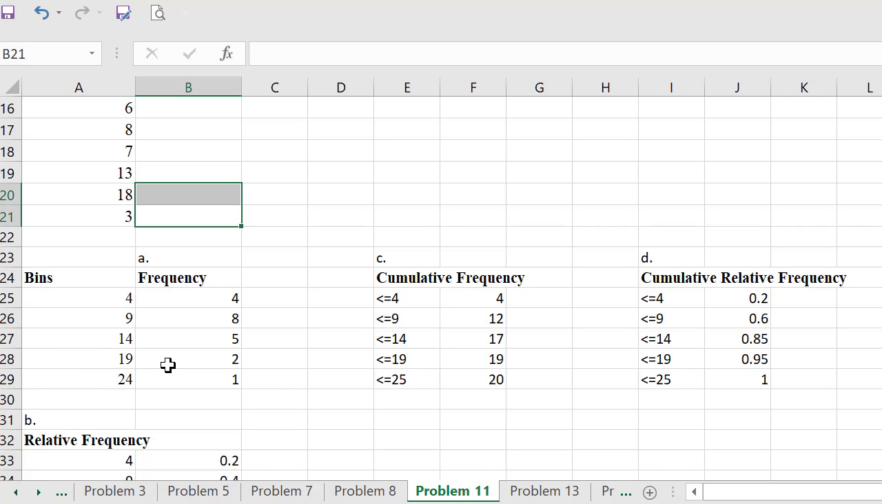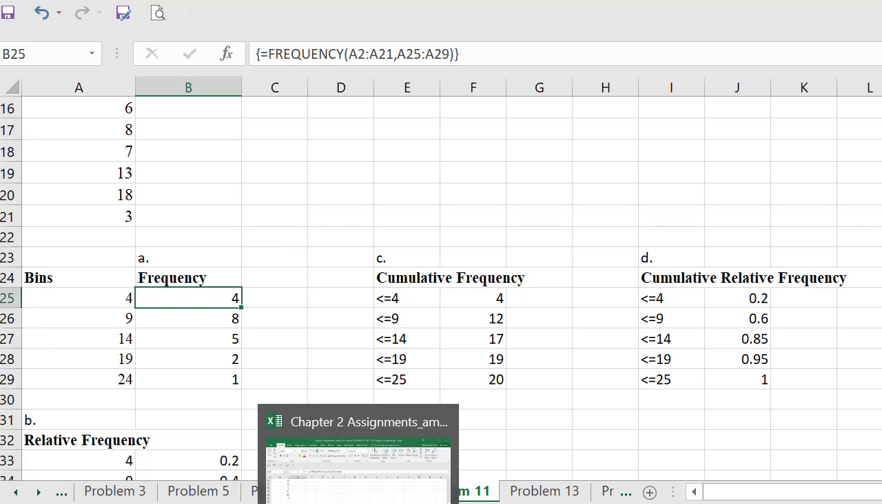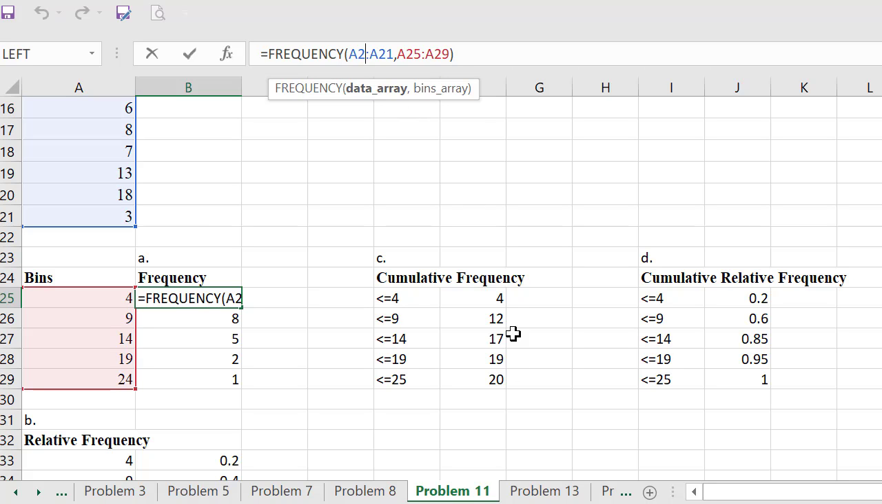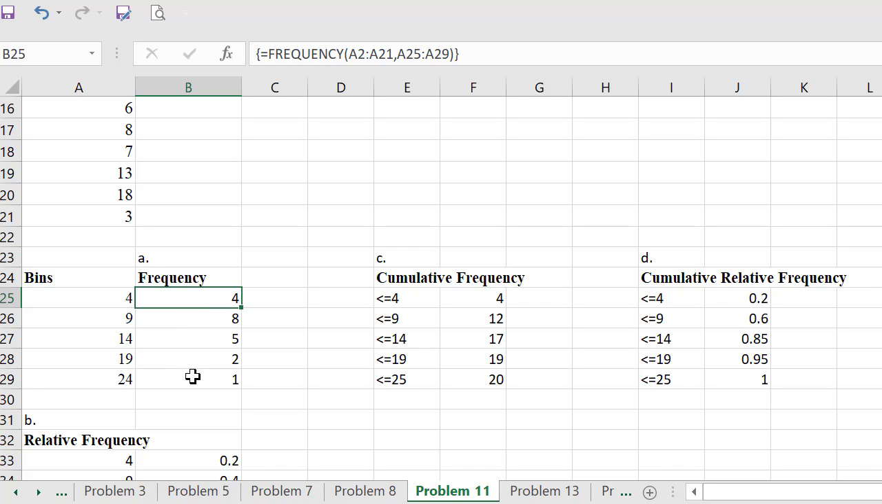What I was looking for on this problem is your use of the array frequency function. So notice that this becomes the A2 to A21, and then you have your bins that are right here. And then you had to hit Control-Shift-Enter to enter that in. So what that does is that goes in there and looks for all the values that match that and gives you a frequency count. And then you should have had numbers like this.